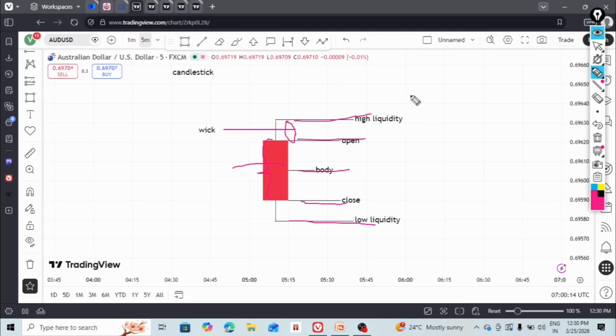The bearish candle means the sellers are stronger than the buyers.